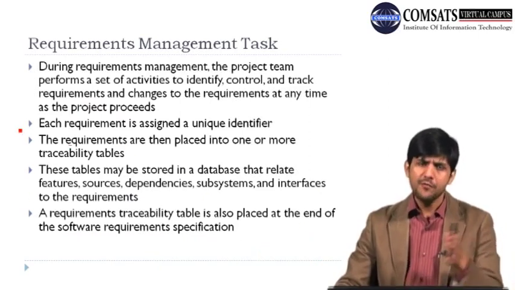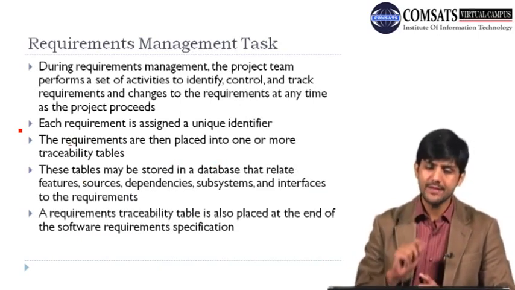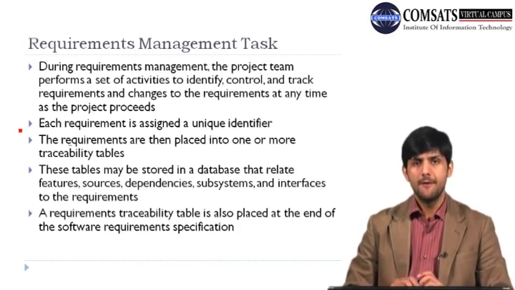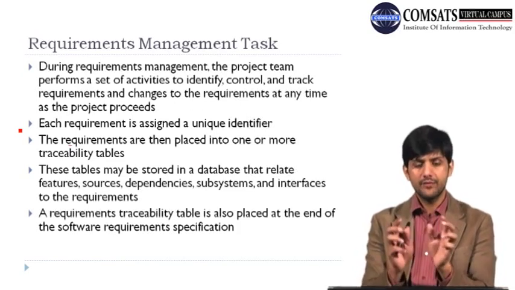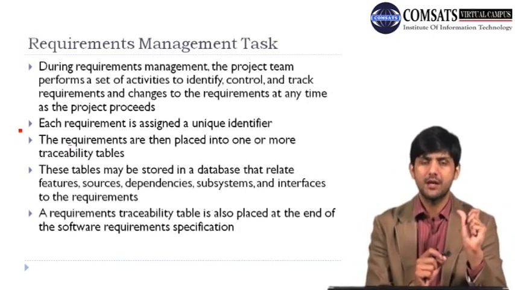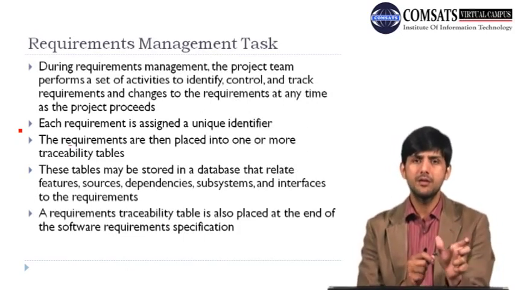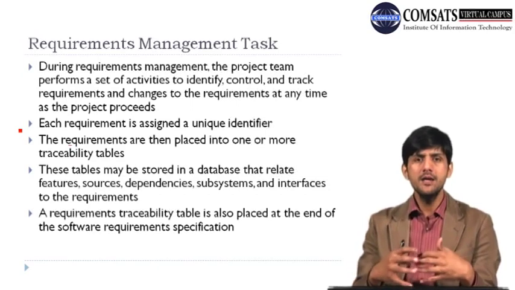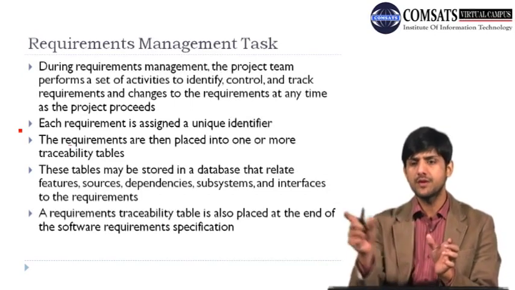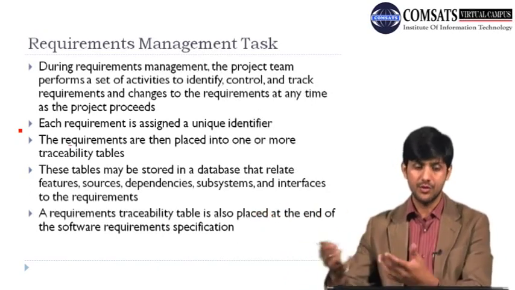As a part of requirements management, each requirement is assigned a unique identifier, which is something we talked about when we discussed our bus locator example. The requirements are then placed into one or more traceability tables. We coined this terminology in one of the previous tasks: requirement traceability. When we talk about a requirement traceability matrix or table, you can have multiple tables. The idea is that you want to trace your requirement throughout the system, through different subsystems, into different test cases, and into different design artifacts that you are producing.